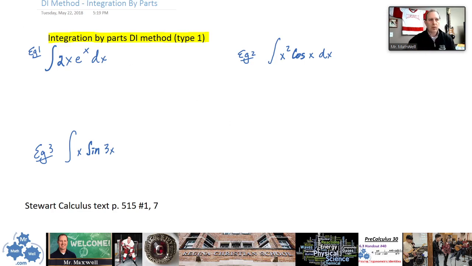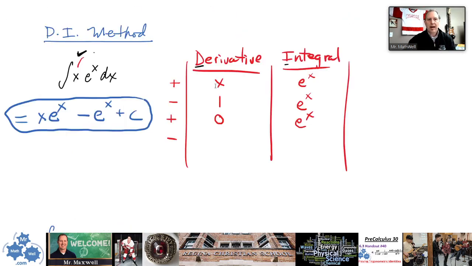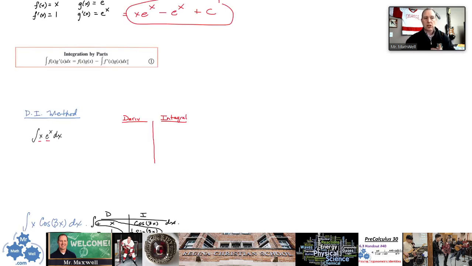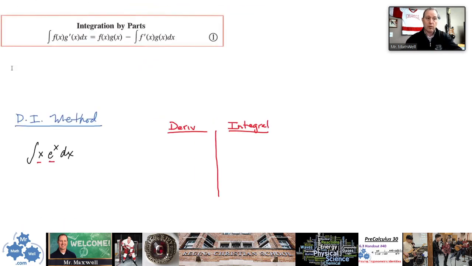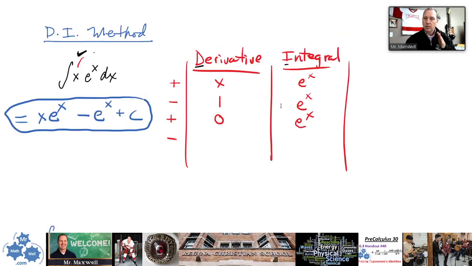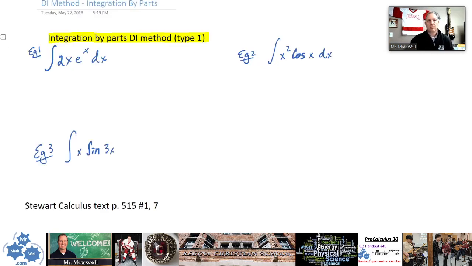If you were following along with me in my previous lessons, I taught you how to do the DI method, which is basically using the integration by parts formula in a chart method without memorizing the formula. You can use a chart, which is really handy. It's much easier. It's kind of like synthetic division. Like there's polynomial long division, then there's synthetic division. So the DI method is like integration by parts, a shortcut method like synthetic division. That's all it is.